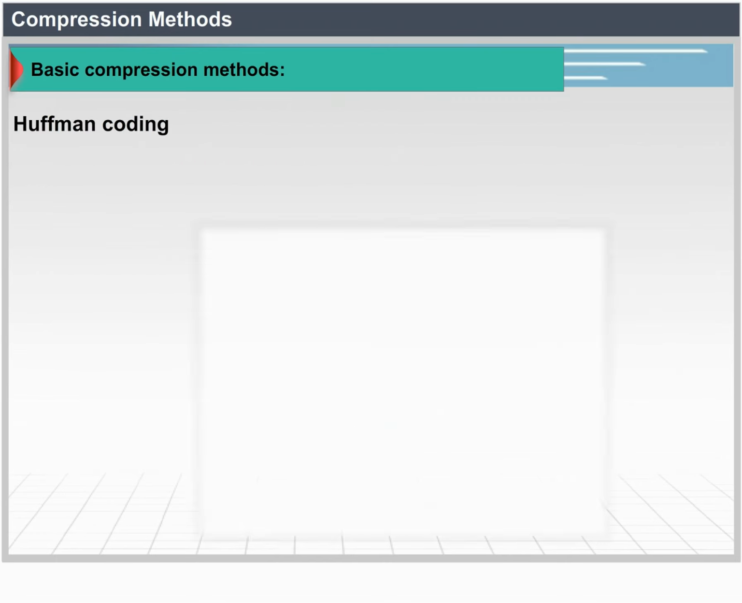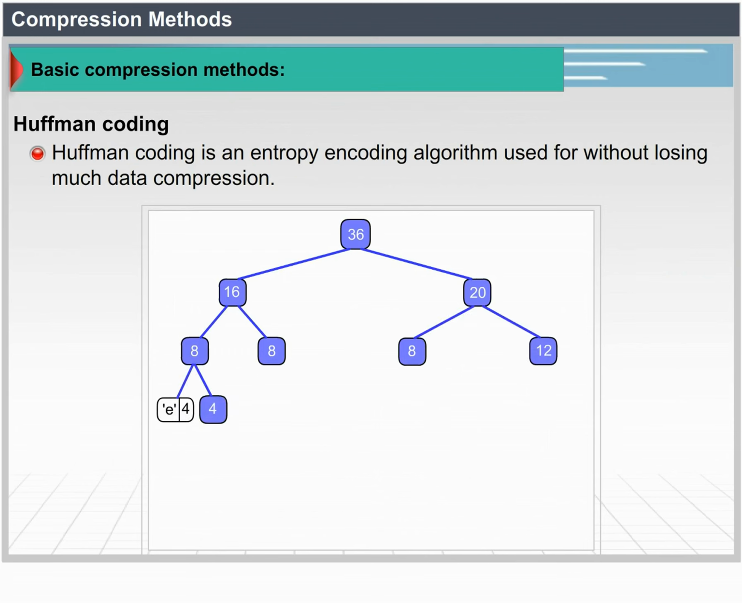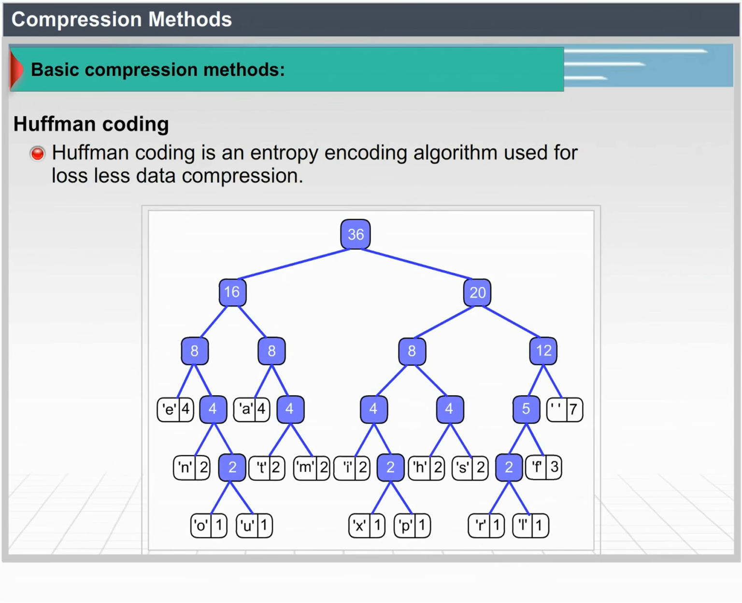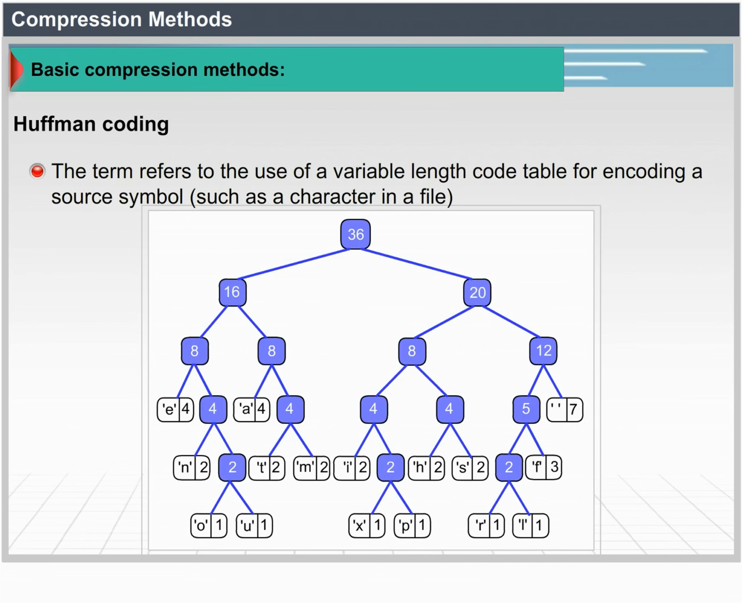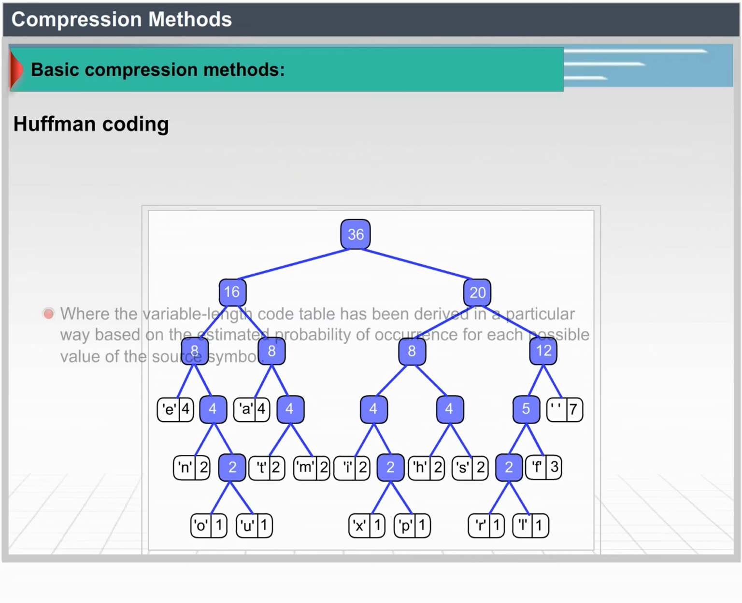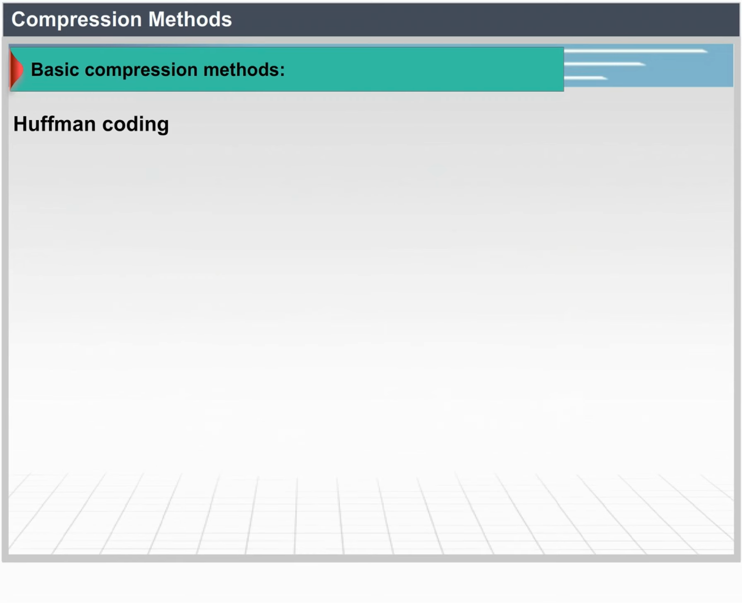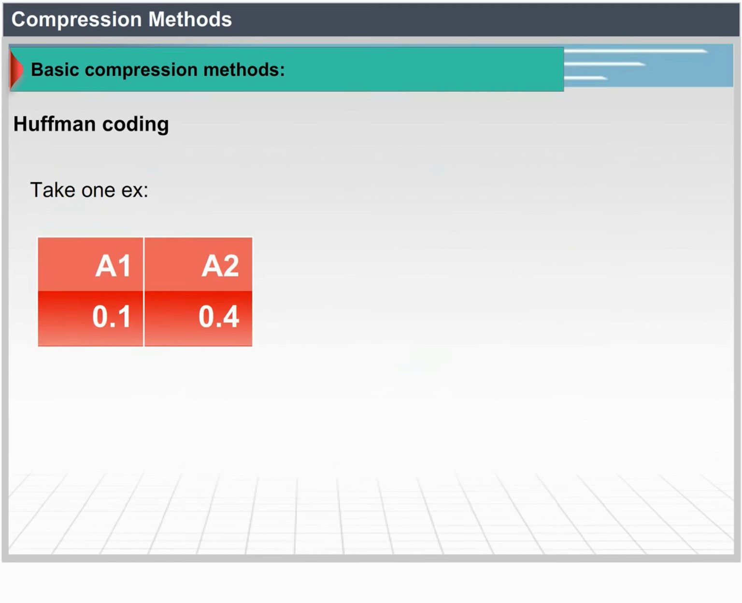Huffman coding. Huffman coding is an entropy encoding algorithm used for lossless data compression. The term refers to the use of a variable length code table for encoding a source symbol, such as a character in a file, where the variable length code table has been derived in a particular way based on the estimated probability of occurrence for each possible value of the source symbol. Take one example as shown on the screen.